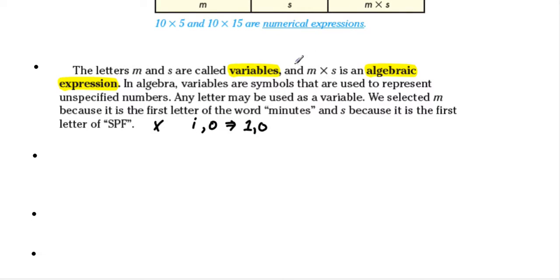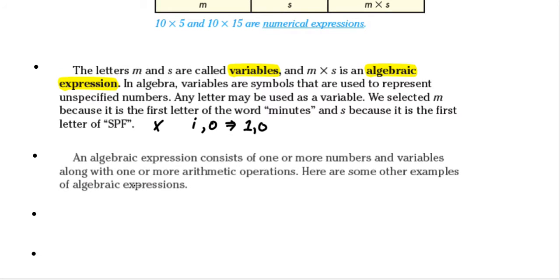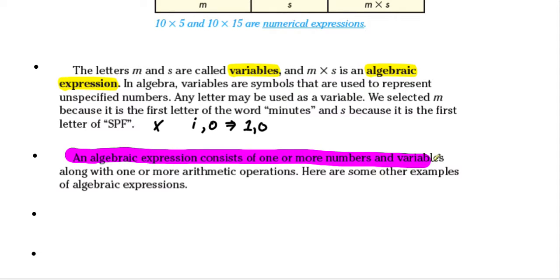Let's define what an algebraic expression is. An algebraic expression consists of one or more numbers and variables along with one or more arithmetic operations. If you recall, there are 4 arithmetic operations: multiplication, division, subtraction, and addition. Again, this is the definition of an algebraic expression, and you need to write this down in your notebook.